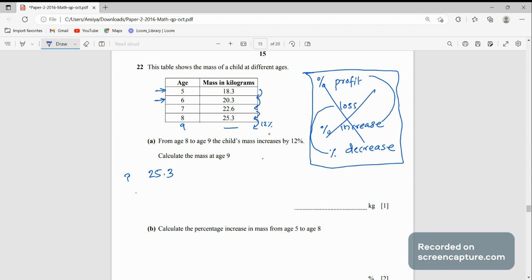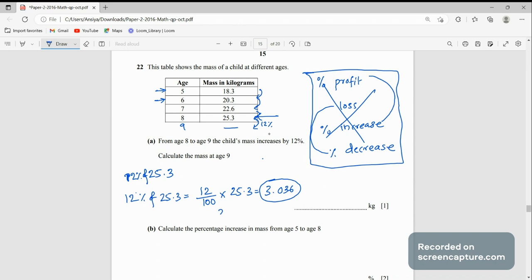25.3 was the final mass, the final weight. That increased by 12 percent. So we can find what is 12% of 25.3. 12% increase of which number? Of this 25.3. How will we do this? 12% written as a fraction becomes multiplication with 25.3. Then you can use a calculator. What is 12% of 25.3? That is 3.036. So this much weight increased.